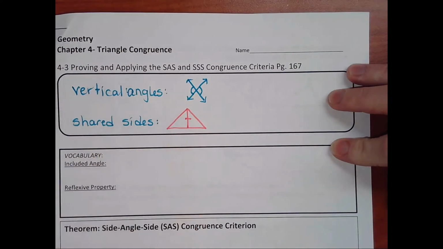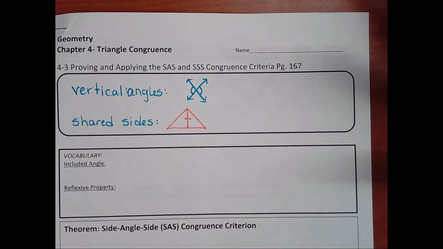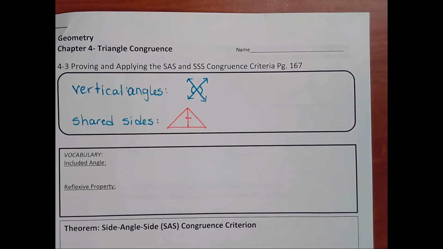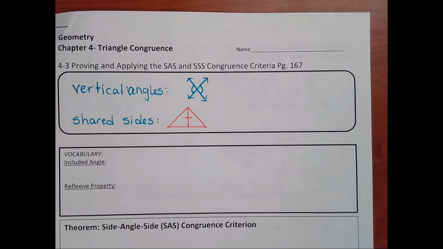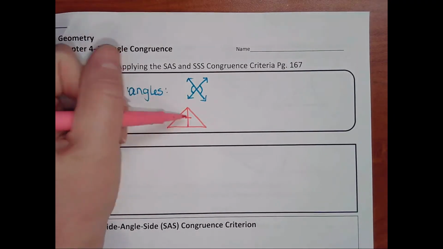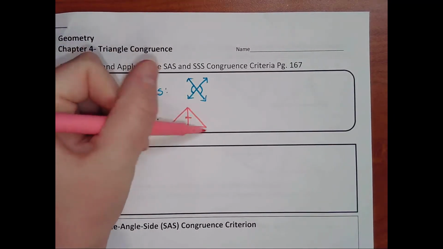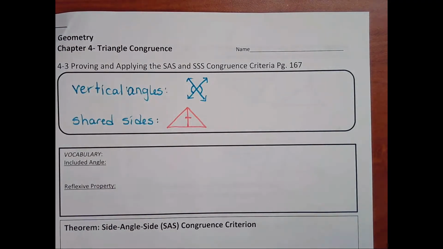This side right here. They're not going to mark it, and you're going to see in a second that you're going to have tons of markings all over these pictures, but they are not going to mark the shared side. Again, they're going to assume that you know that that side on this triangle and that side on this triangle are congruent to each other. So the name of the game today is just listing sides and angles that are congruent.